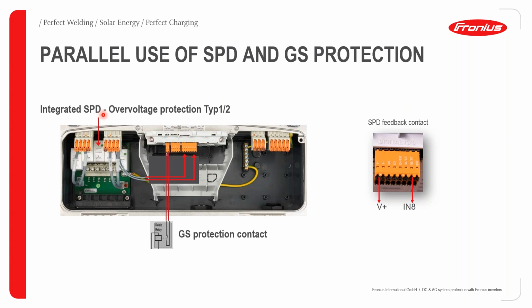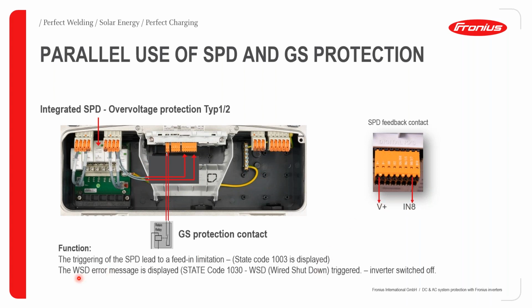So in a case where you want to implement both SPD and GS protection, this is what you would have to do to have a parallel function of the SPD and GS protection in an inverter. That's basically how to go about it. The GS protection relay connects just as described in the previous slide. Then the SPD connects to the V plus and IN8 terminals.